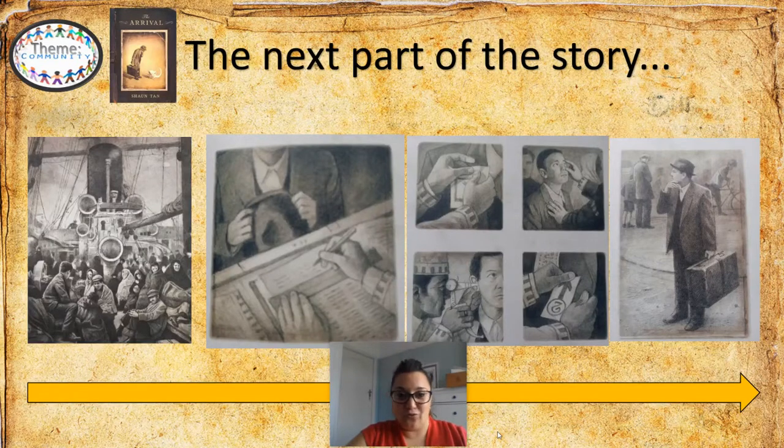So here's the next part of the story. We see all the passengers huddled up on the ship. They're then taken from the ship down to the dockyards and registered. Next, we see the inspections going on, checking each of the passengers, making sure they're well. And finally, we see our arrival, finally stepping foot into the city that he'll call his new home.